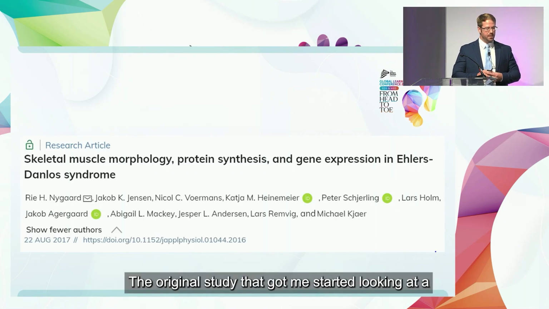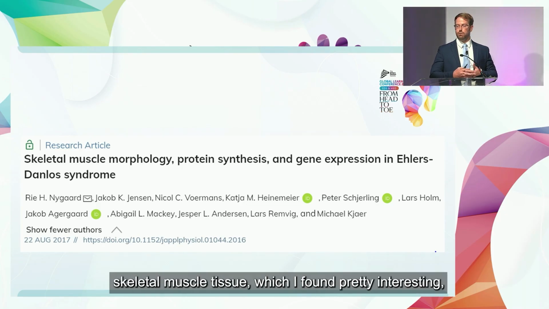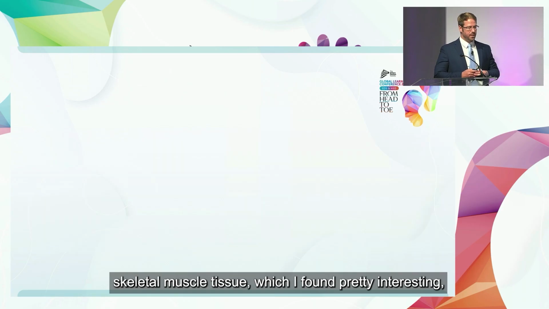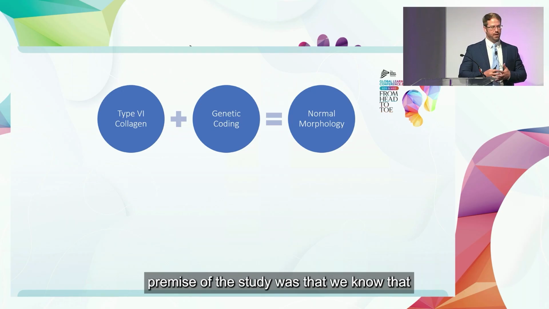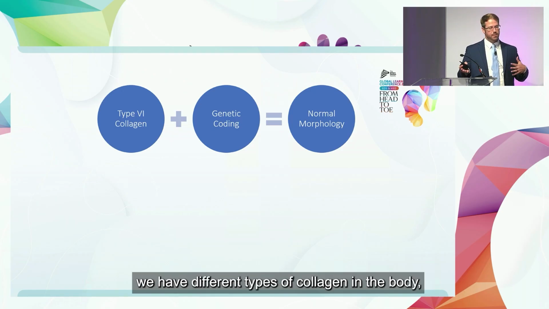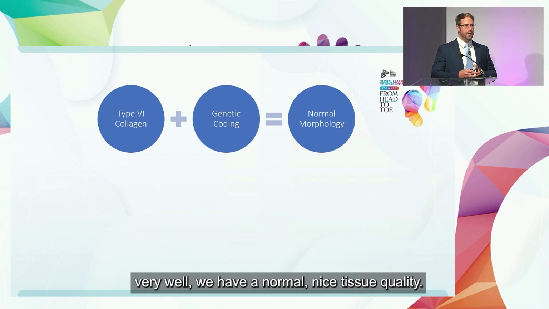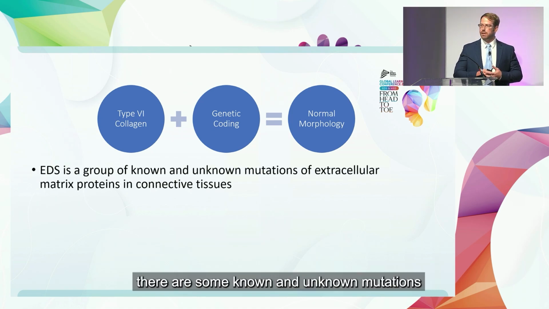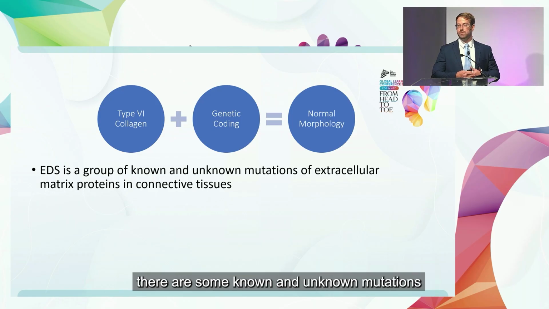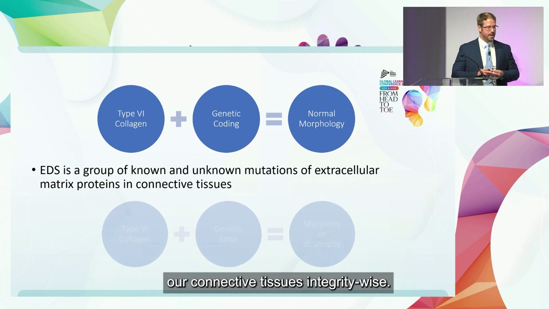The original study that got me started looking at a lot of this was looking at the morphology of the skeletal muscle tissue, which I found pretty interesting. It's a little bit older, from 2017, but the premise of the study was that we know we have different types of collagen in the body, and when that genetic coding and gene expression works very well, we have a normal, nice tissue quality. However, we know with EDS, generally speaking, there are some known and unknown mutations in that gene expression that can affect our connective tissue's integrity.